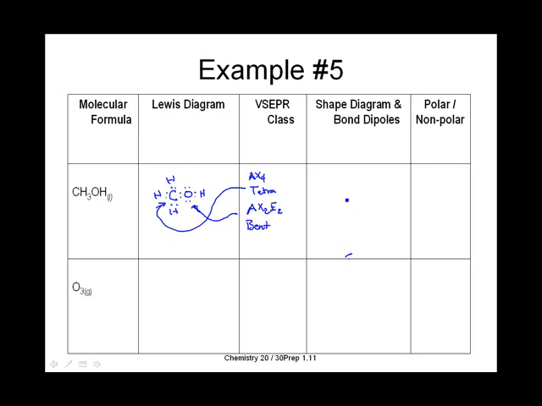And so when we draw our shape diagram, I'm going to put that carbon and oxygen in the same plane. I'll bend the hydrogen out. I'll put this hydrogen in the same plane as well. And then what we have is one hydrogen moving away, one hydrogen moving towards.